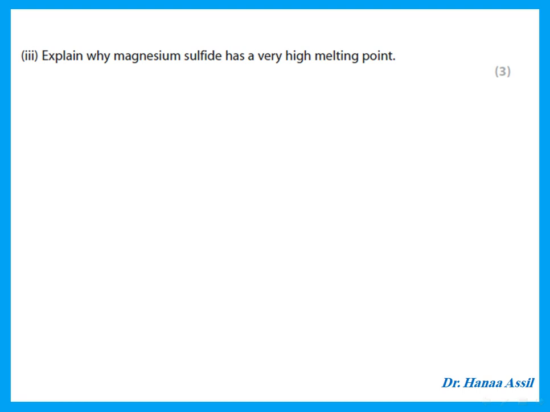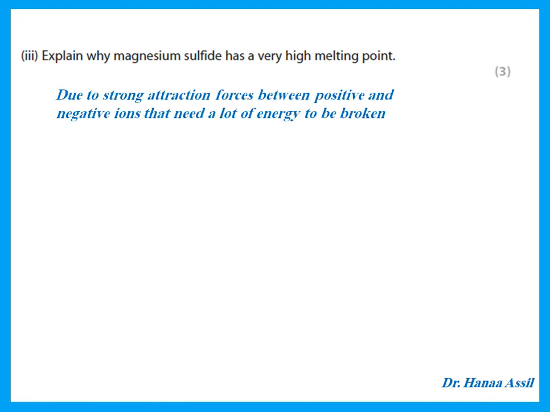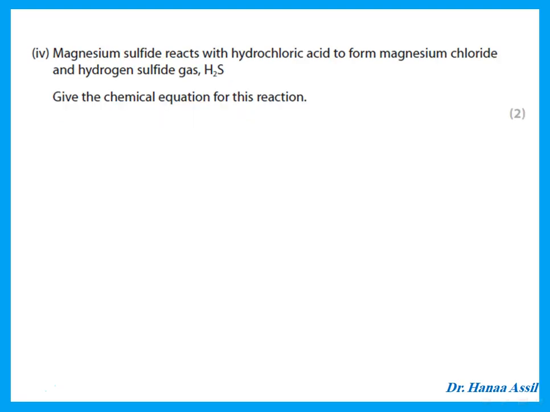Explain why magnesium sulfide has a very high melting point. Again, magnesium sulfide is what? It's ionic. Why does it have high melting point? Due to strong attraction forces between what? Positive and negative ions that need a lot of energy to be broken. This is how we explain why any ionic compound has a very high melting point.